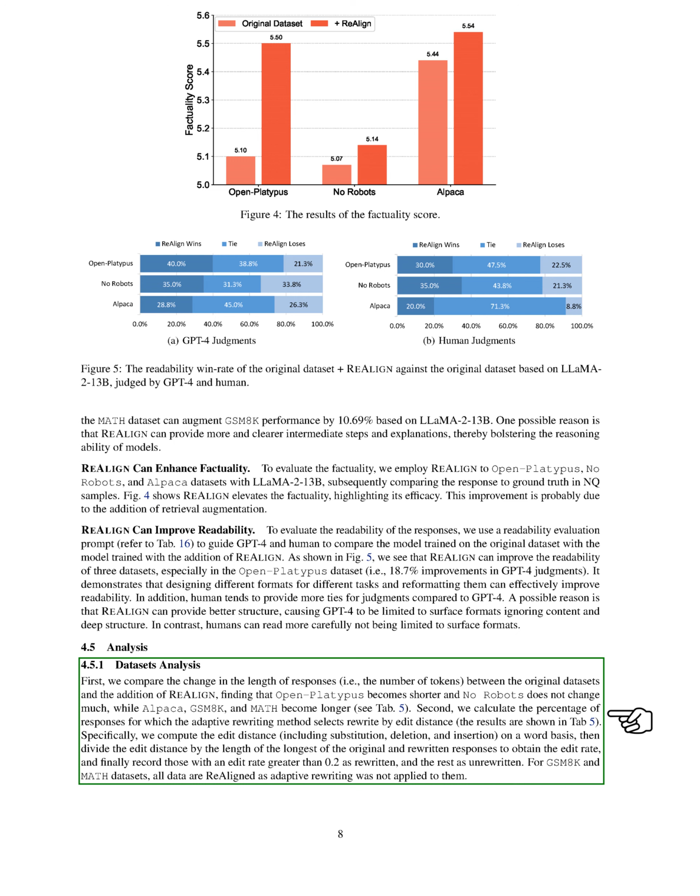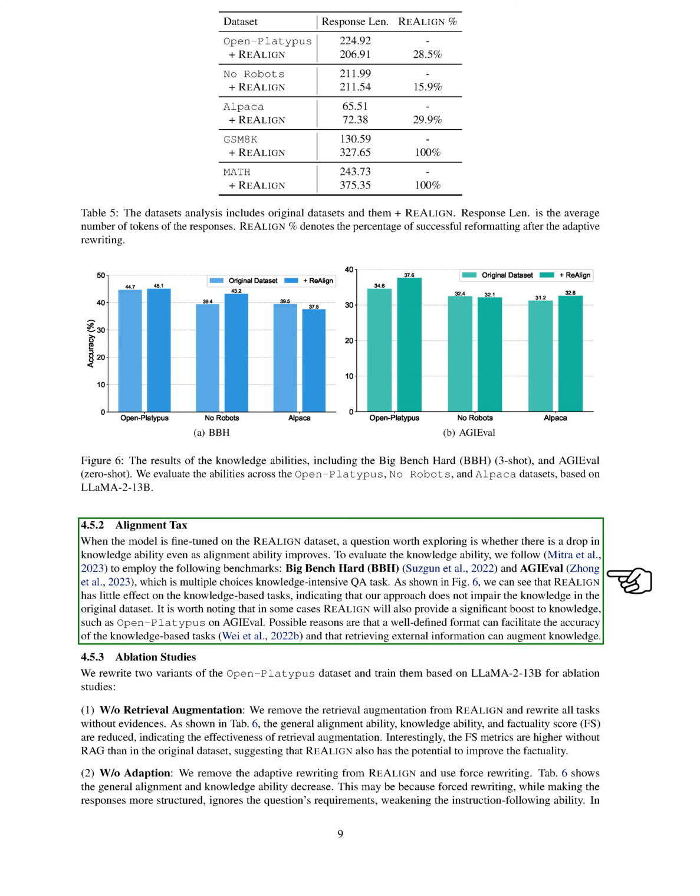Lastly, we examined the potential trade-off between knowledge and alignment abilities when models are fine-tuned on the REALIGN dataset. To assess the knowledge ability, we used benchmarks such as Big Bench Hard, BBH, and AGIEVAL, which are knowledge-intensive QA tasks. The results indicated that REALIGN has little to no adverse effect on knowledge-based tasks, suggesting that our approach does not compromise the knowledge contained in the original dataset.